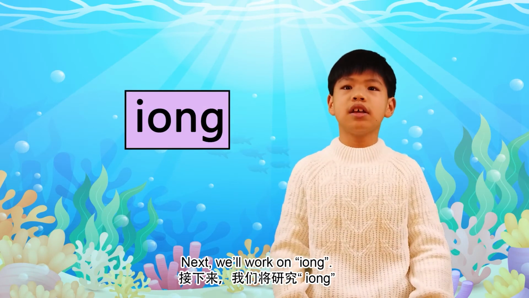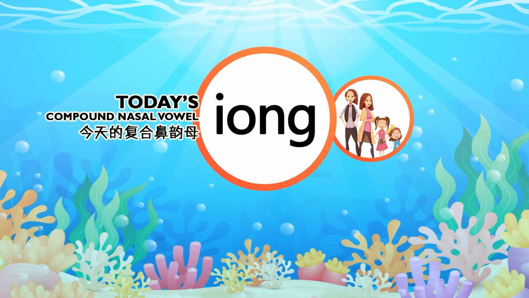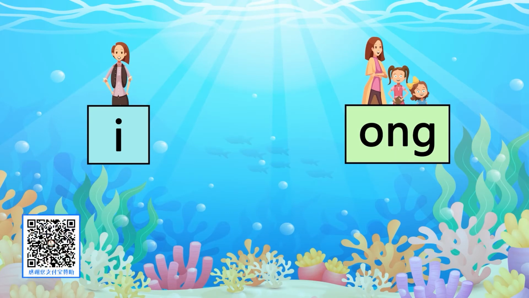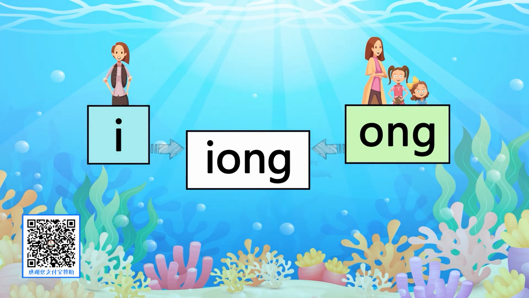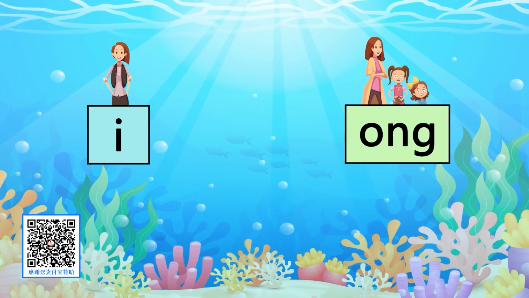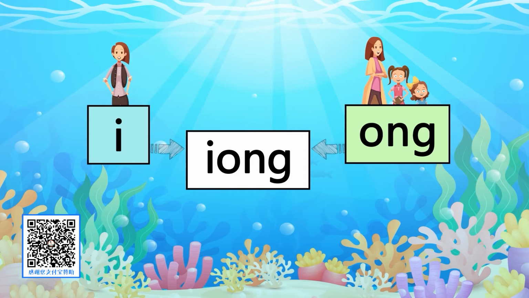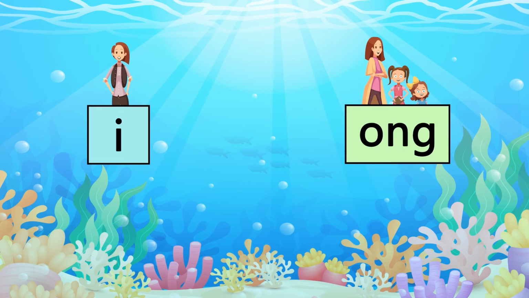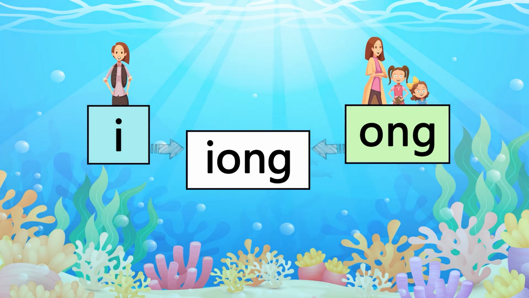Next, we'll work on iong. Iong is composed of I and ong, pronounced as iong. Again, I, ong, iong. I, ong, iong. The 4 tones are iong, yong, yong, yong.